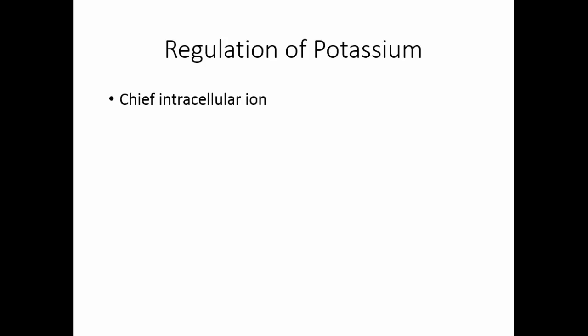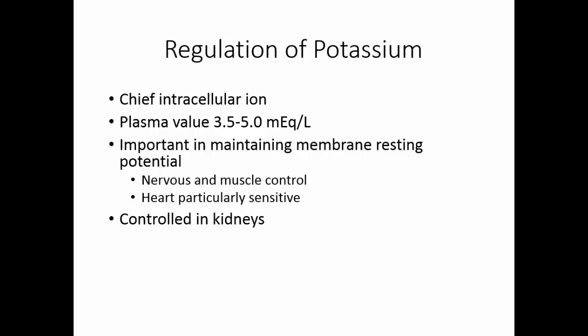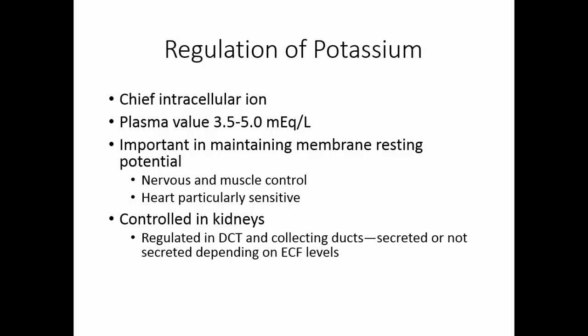Potassium is the chief cation in the intracellular fluid. The plasma value is relatively low, 3.5 to 5.0 milliequivalents per liter. Potassium levels are very important in maintaining membrane resting potential. The function of nervous and muscle tissue depends upon resting membrane potential staying relatively constant. The heart is particularly sensitive to potassium levels. Potassium is controlled by the kidneys. It's regulated in the distal convoluted tubules and the collecting ducts. Basically, it's either secreted or not secreted depending on levels of potassium in the extracellular fluid.